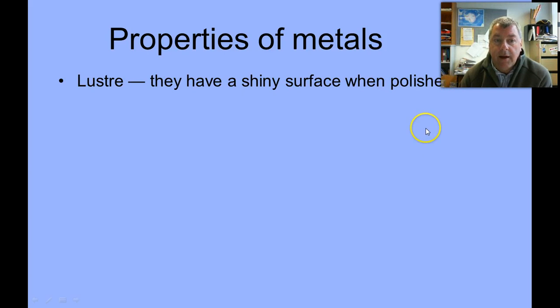Now, all metals have what's called luster, and luster is a description of how it reflects light, basically. Metals typically will have a shiny surface when polished. They don't necessarily keep that shiny surface. Something like aluminium, when it's polished, is very shiny, but then very quickly oxidizes to aluminium oxide, which gives a dull finish. But other metals can polish up quite nicely and stay polished for a fair amount of time.